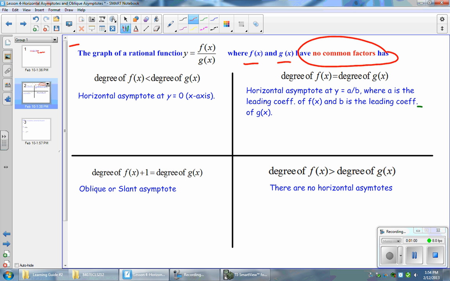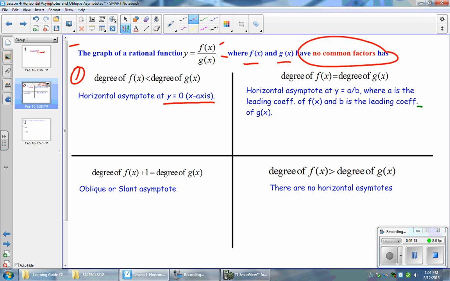Let's look at the first scenario. If the degree of f of x is less than the degree of g of x, in other words, the numerator has a degree less than the denominator, then we have a horizontal asymptote right at the x-axis, y is equal to 0.